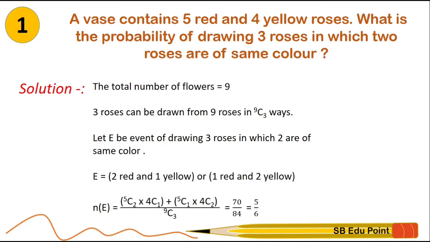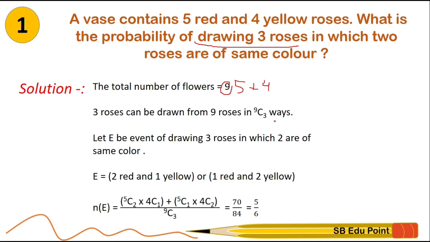So the very first thing that we need to calculate is the total outcomes of the event. So the total number of flowers, as mentioned in the question, there are 5 red and 4 yellow roses. So in total there will be 9 roses in the vase. And second statement, it is saying that we need to draw 3 roses. So 3 roses can be drawn from 9 roses in 9C3 ways. This we have just learned about combination, that if we need to select certain number of things out of given n number, so we need to apply combination.